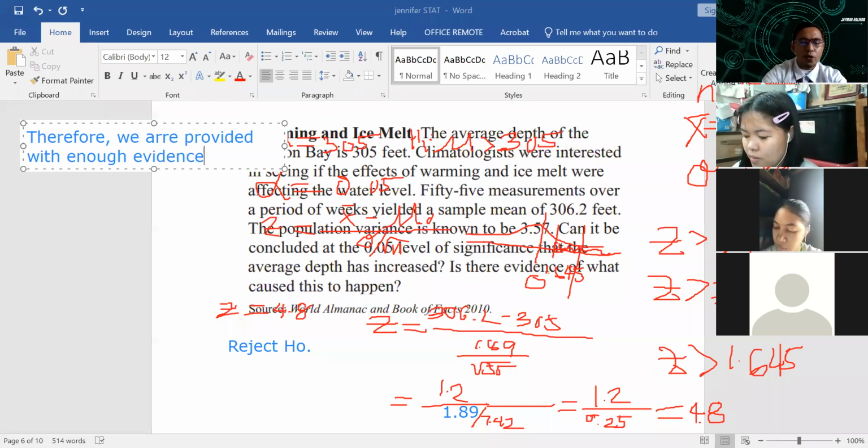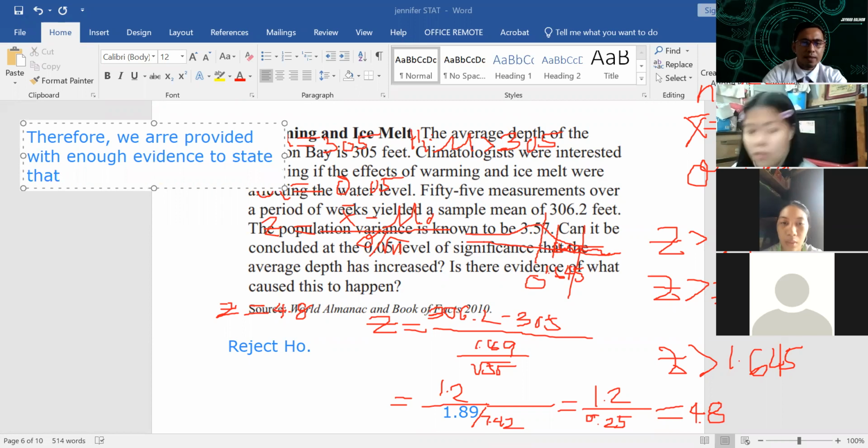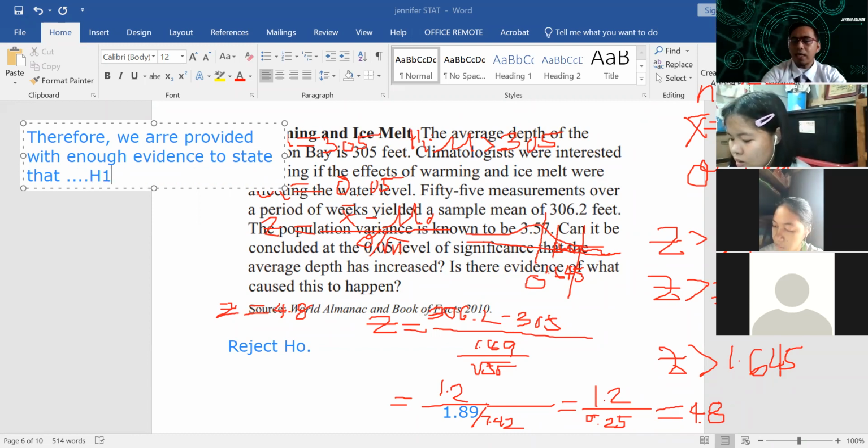You just follow this form. Enough evidence to state at... you put in what is in your alternative hypothesis. Again, you put H sub 1 there. Okay? If H sub 1 was stated like this, right?